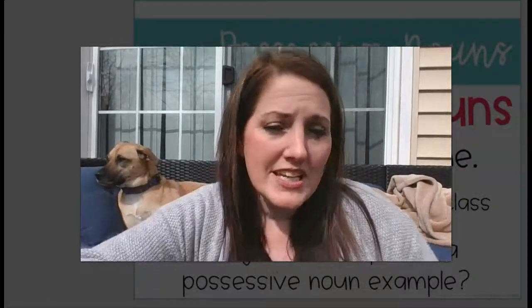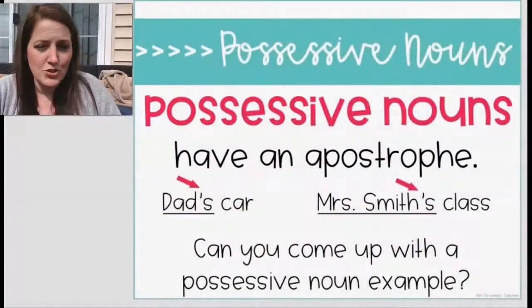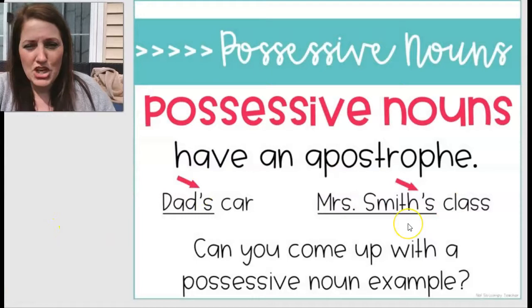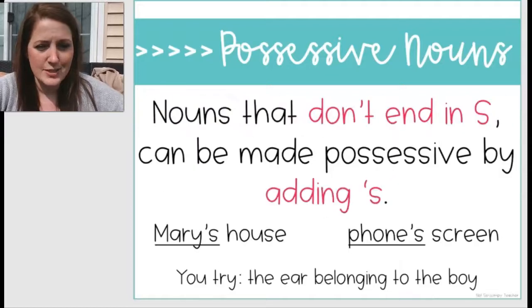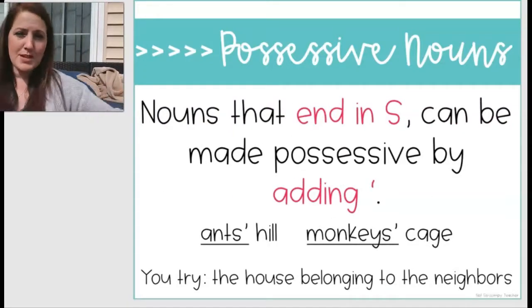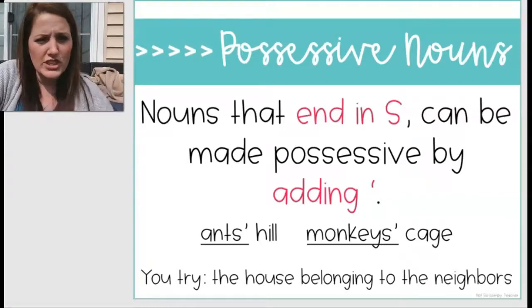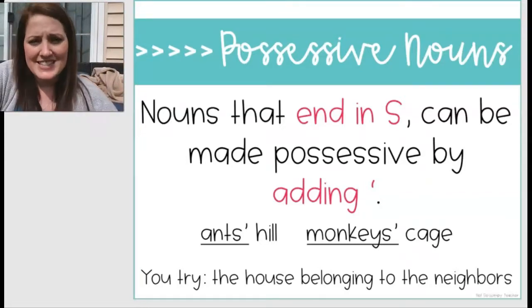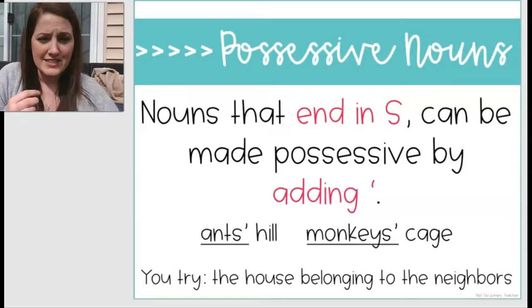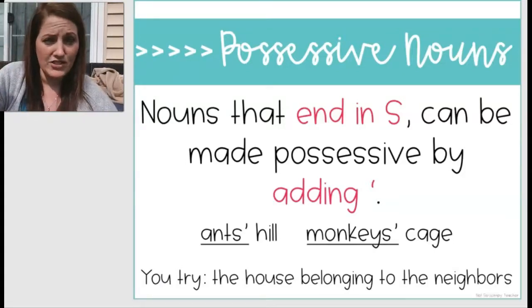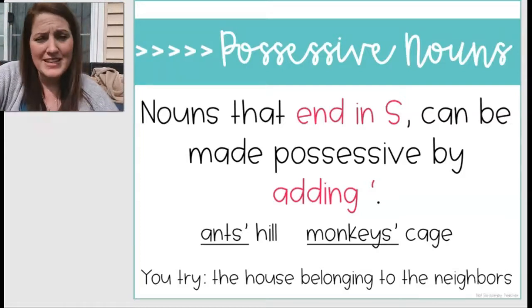But what happens if the word already ends in S? Then what do we do? That is the next slide we're going to talk about. Nouns that end in S can be made possessive by adding just an apostrophe. Look at those examples. It says the ants' hill. It's not the ant hill, just one. If all of those ants have a hill, we make it possessive to show that it's theirs by just putting an apostrophe after the existing S. The monkeys' cage. The cage belongs to the monkeys and it's already got an S on it, so you just add an apostrophe. Look at the example at the bottom.